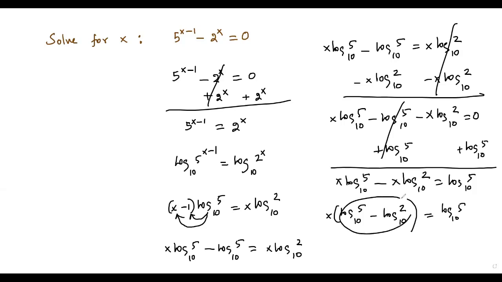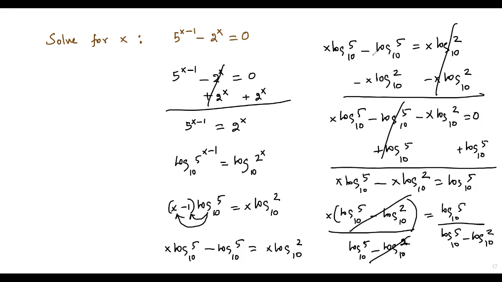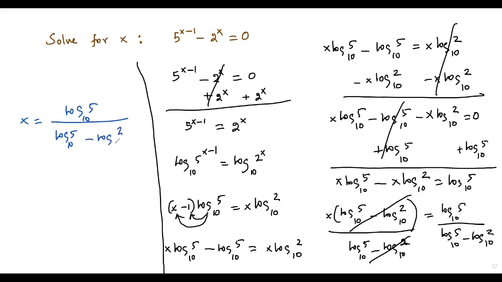To solve for x, I have to get rid of the factor that is multiplied by x. For that, I have to divide both sides by log base 10 of 5 minus log base 10 of 2. Here this factor will cancel out. We just have x left on the left side, and on the right side we have log base 10 of 5 over log base 10 of 5 minus log base 10 of 2.